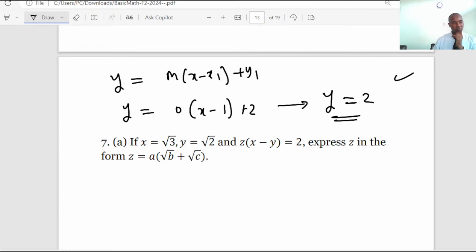And we're going to jump to the last question for this session. It is a question on radicals and exponents. So question number 7a, we were given the value of x.